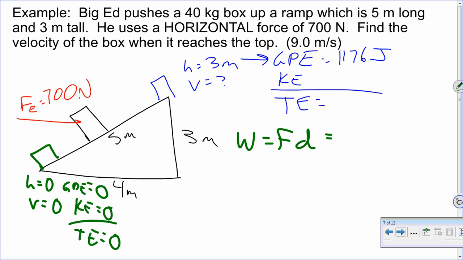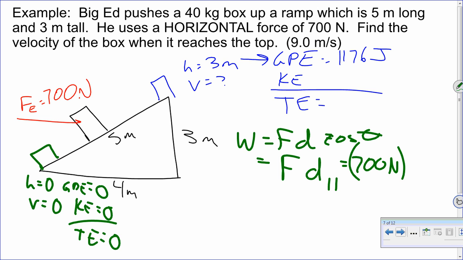Okay. But check it out. I could also do, technically it's FD cosine theta, right? But remember, I told you can do force times distance as long as you pick either the parallel component of the force or the parallel component of the distance. Say it again, Evan. What's 4? The parallel component of my distance is 4 meters. Right? So he's pushing it 700 newtons horizontally, a distance of 4 meters. And you get 2,800 joules.